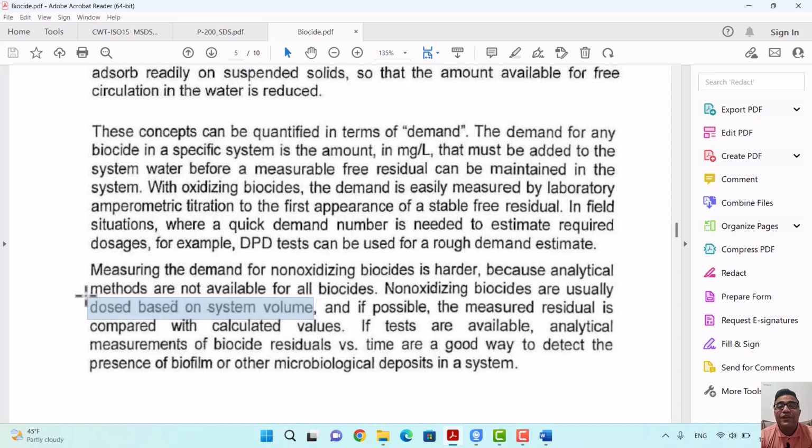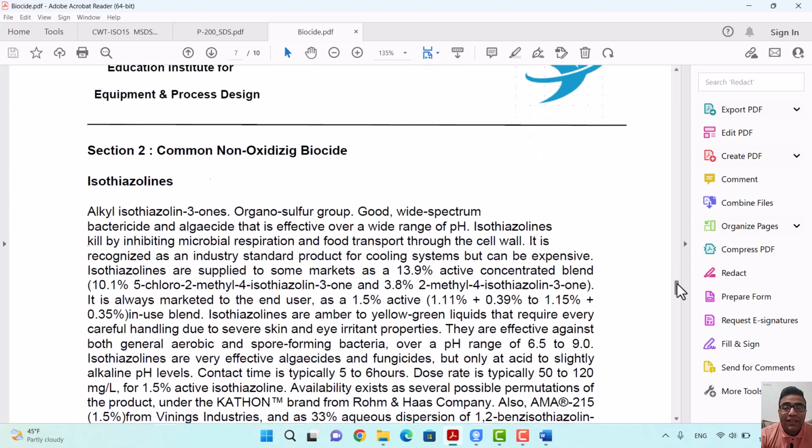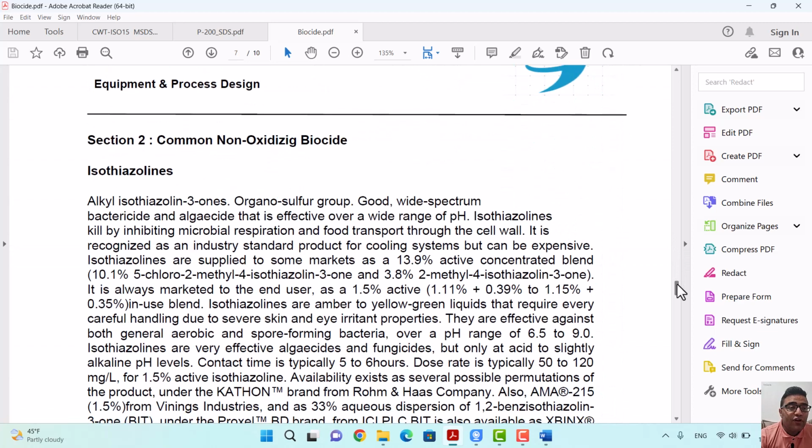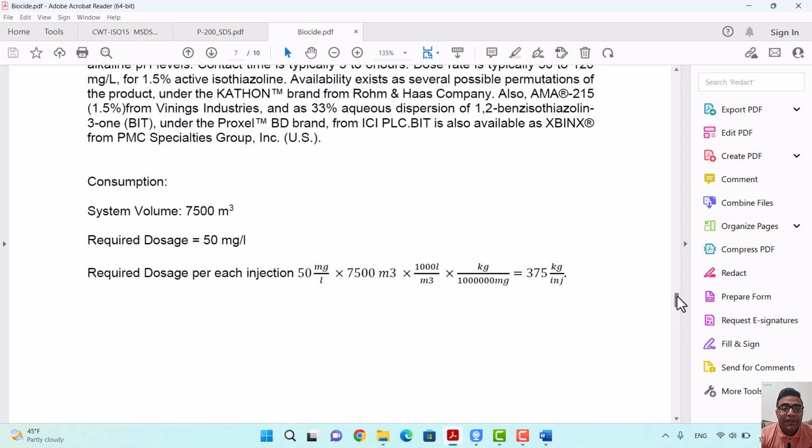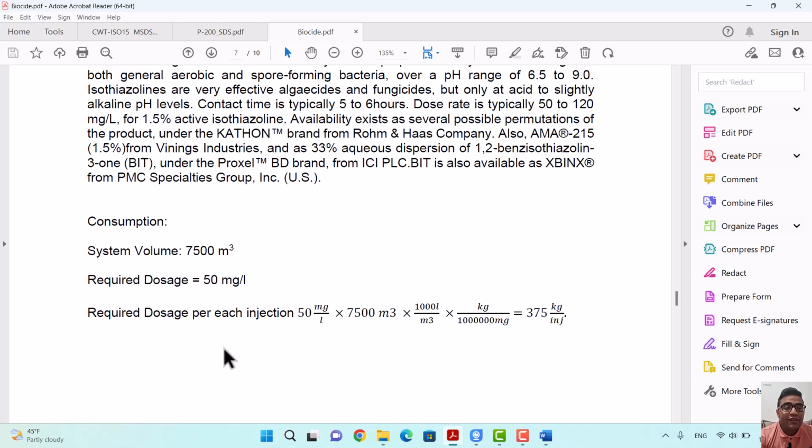So if I want to calculate the required amount of non-oxidizing biocides, I have to base my calculations on system volume. But how am I going to calculate the consumption of isothiazoline per each injection? To make you better understand how to calculate non-oxidizing biocides demand for your applications, here is the typical example.